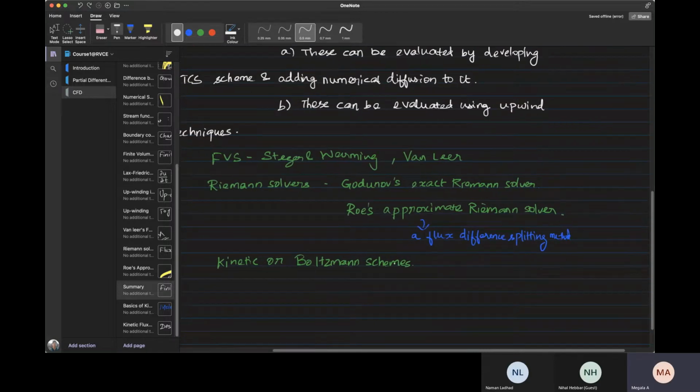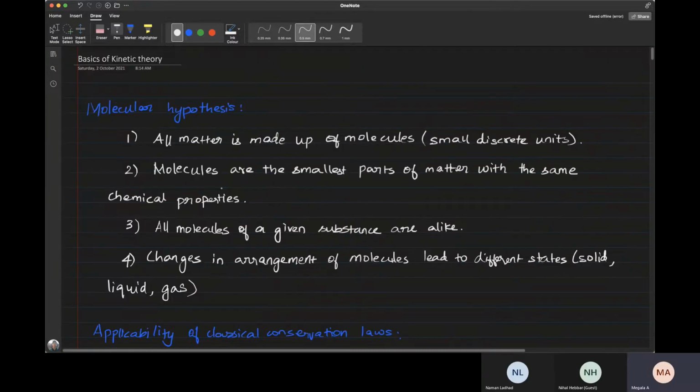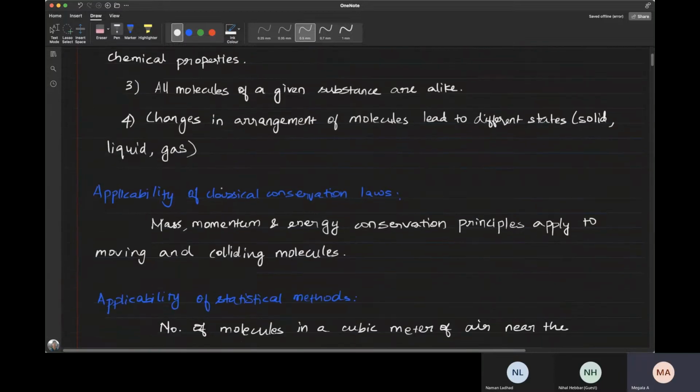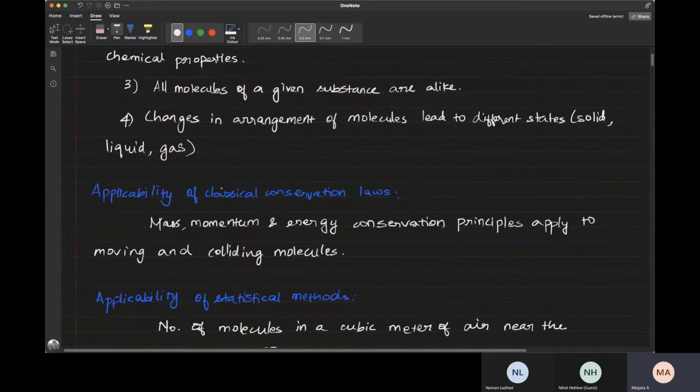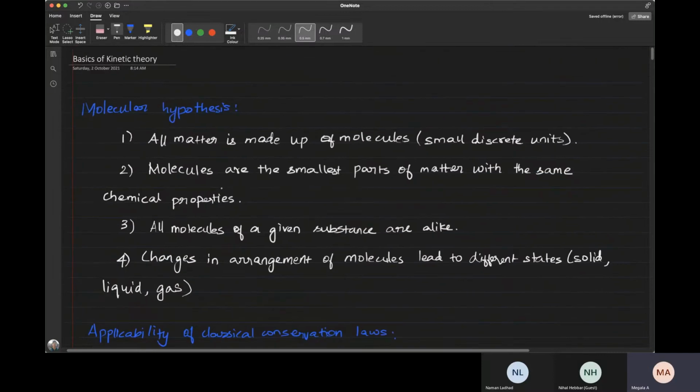As of now, we have seen flux vector splitting and Riemann solvers. Now let us see kinetic schemes, for which we first have to look into some basics of kinetic theory. First, kinetic theory has some assumptions. One is the molecular hypothesis, next is applicability of classical conservation laws, and the other one is applicability of statistical methods. Under the molecular hypothesis, we have certain assumptions.